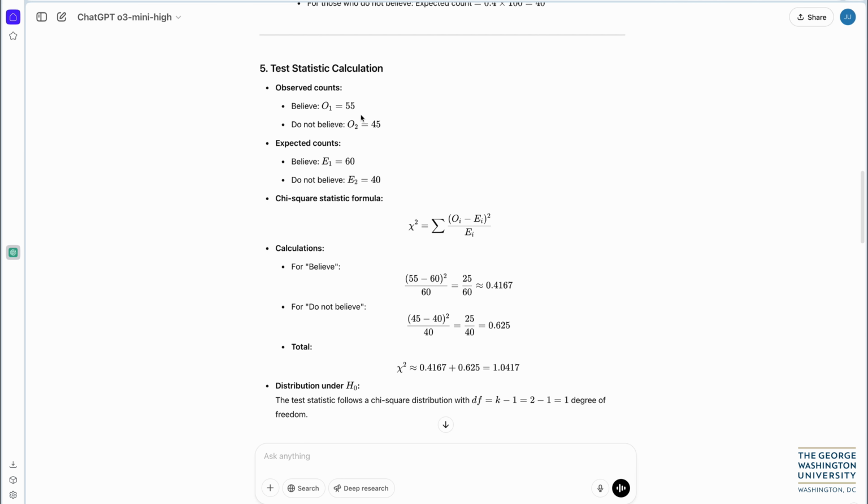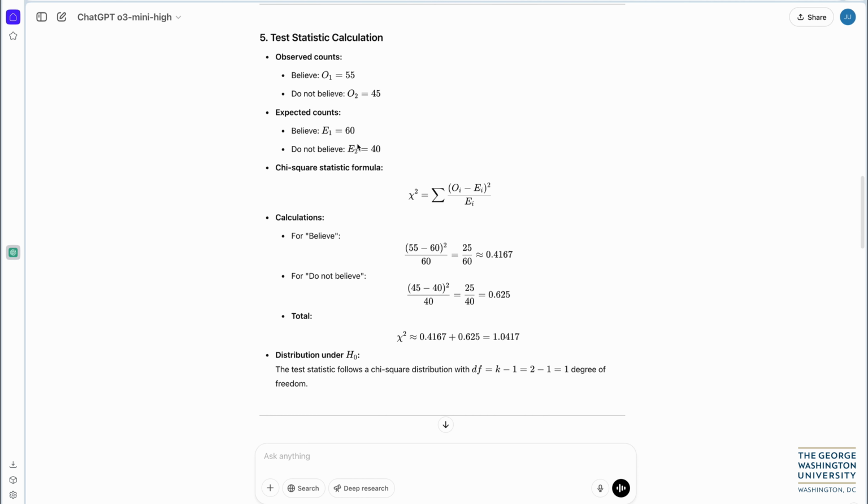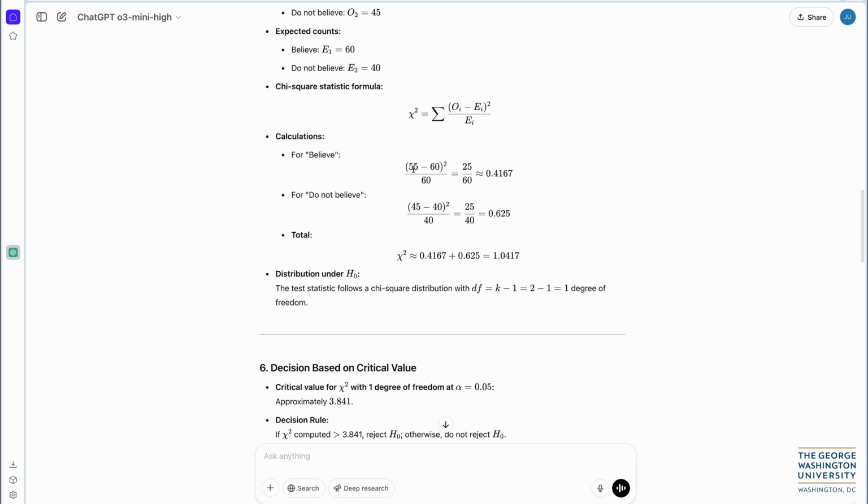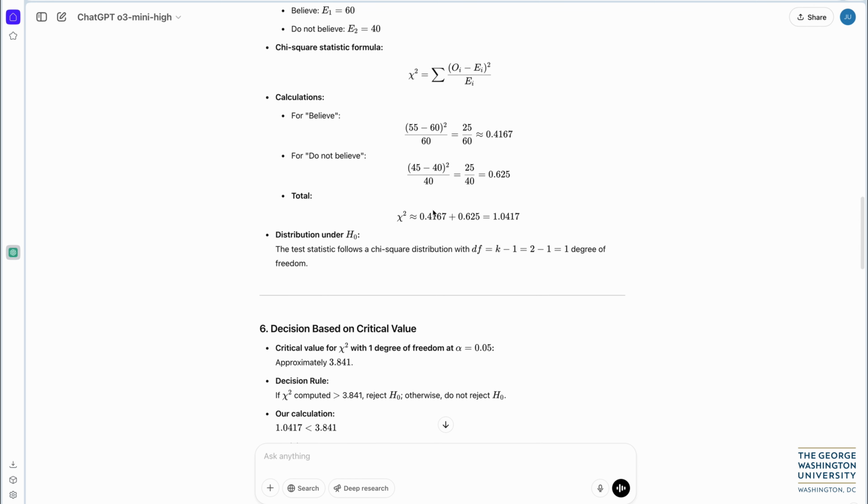So the test statistic, O sub 1 is 55, O sub 2, that's our observed value, 45, expected would be 60 and 40. Just as we said, it doesn't show us how it does that calculation, but I would have liked it to show how you do that calculation, just n times p sub 0 and then n times 1 minus p sub 0. Anyway, we have a nice mathematical typesetting here of our test statistic. They've plugged in 55 and 60 and 45 and 40, so that's all well. And ChatGPT gets a solution of 1.0417, just as we did.